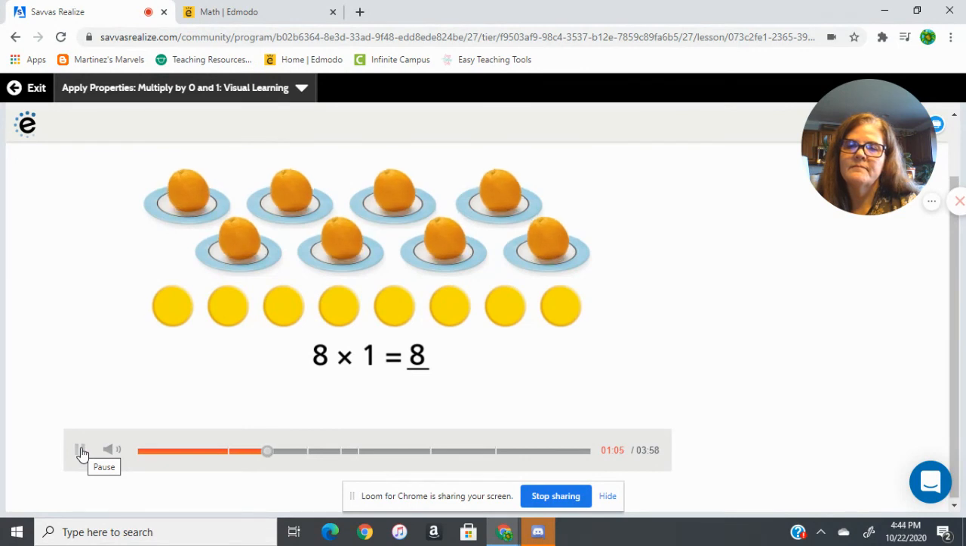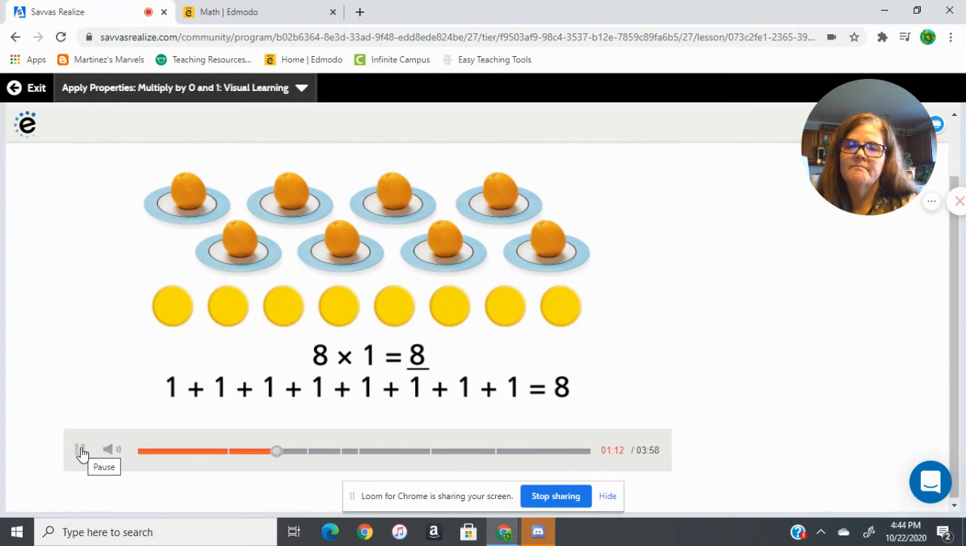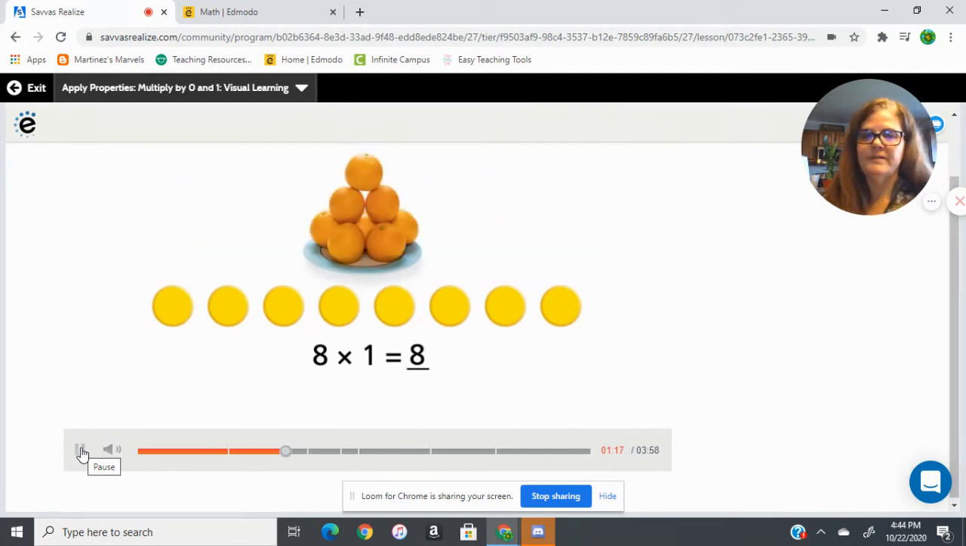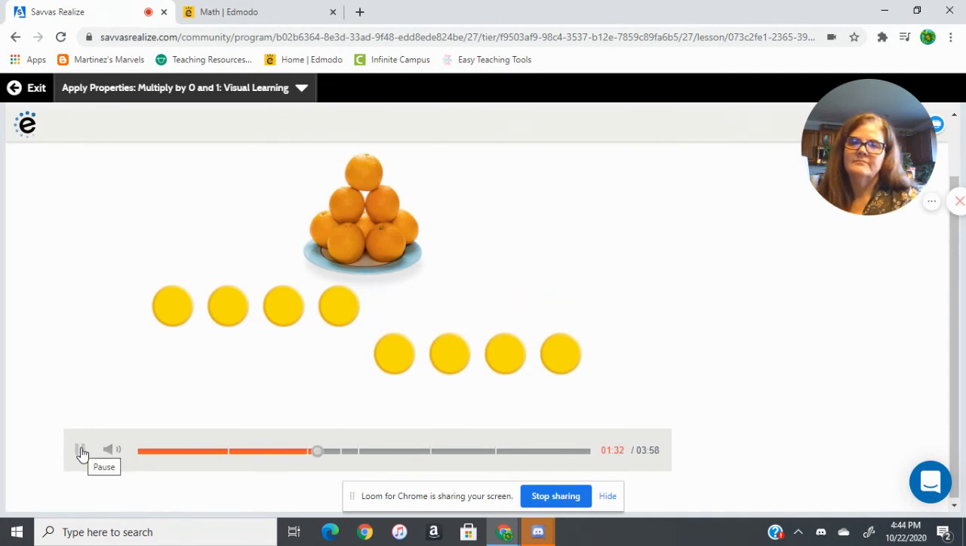What other operation could you use to solve this problem? You could add the number 1 8 times. But that's not as efficient, is it? If Kira had 1 plate containing 8 oranges, she would have 8 oranges. How can you use counters to show the number of oranges on this plate? Make 1 group of 8 counters to show the number of oranges on this plate.